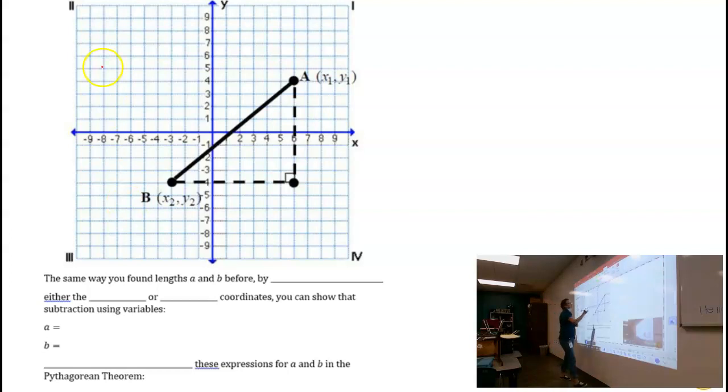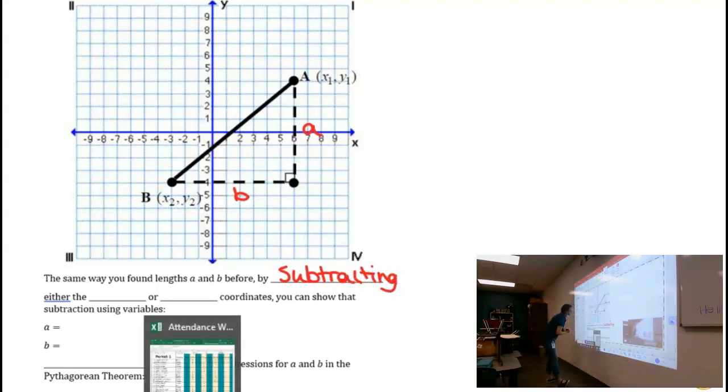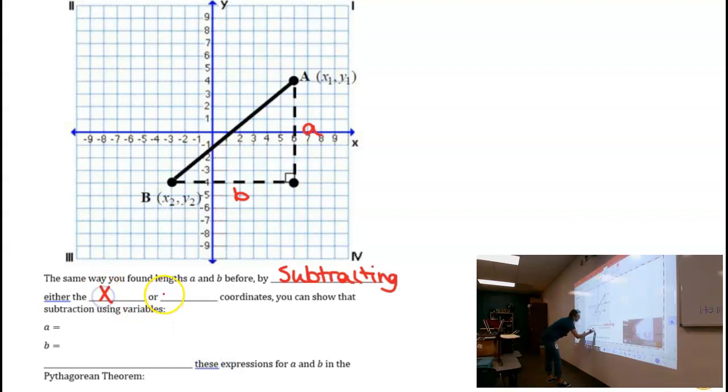So I have this side, including point A. This is going to be my A side, lowercase a. This side, including point B, is going to be my lowercase b side. The same way that you found lengths A and B before, by subtracting either the x or y coordinates, you can show that subtraction using the variables.